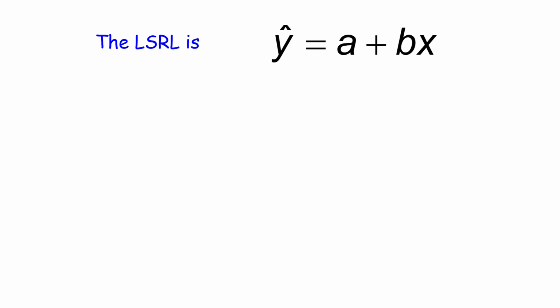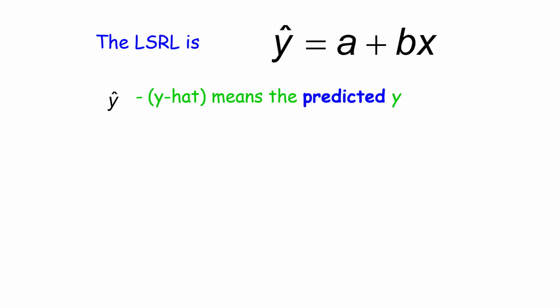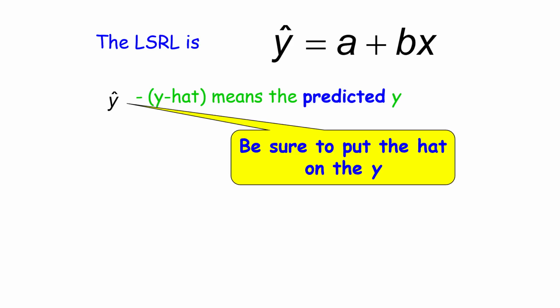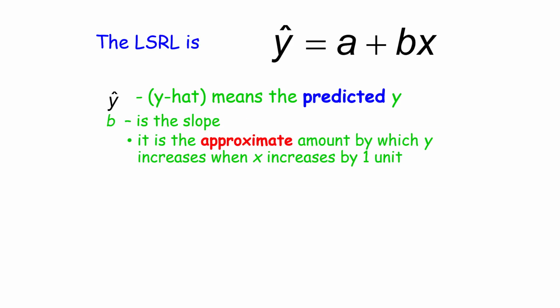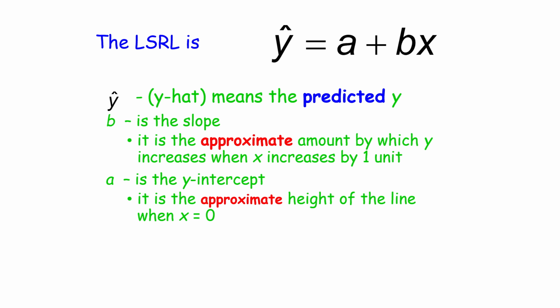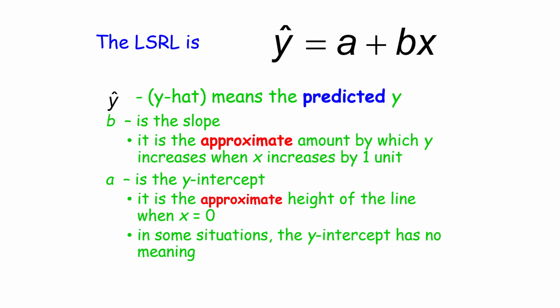Now, the LSRL is y hat equals a plus bx. Again, that's y hat. It means the predicted y. Make sure you put the hat on that y. Now, b is our slope. So that's our approximate amount by which y increases when x increases by 1 unit. And a is the y-intercept. It is approximately the height of the line when x equals 0. Now, in some situations, the y-intercept has no meaning.